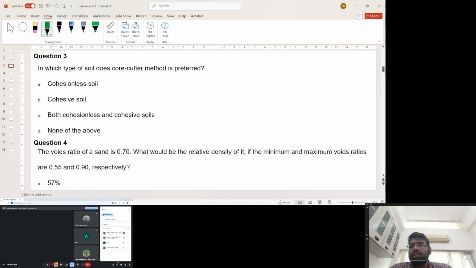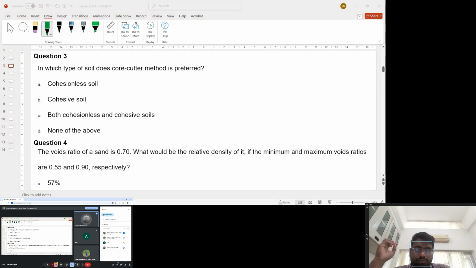In which type of soil is the core cutter method preferred? Option A, cohesionless soil. Option B, cohesive soil. Option C, both cohesionless and cohesive soils. Option D, none of the above. I think both cohesionless and cohesive.